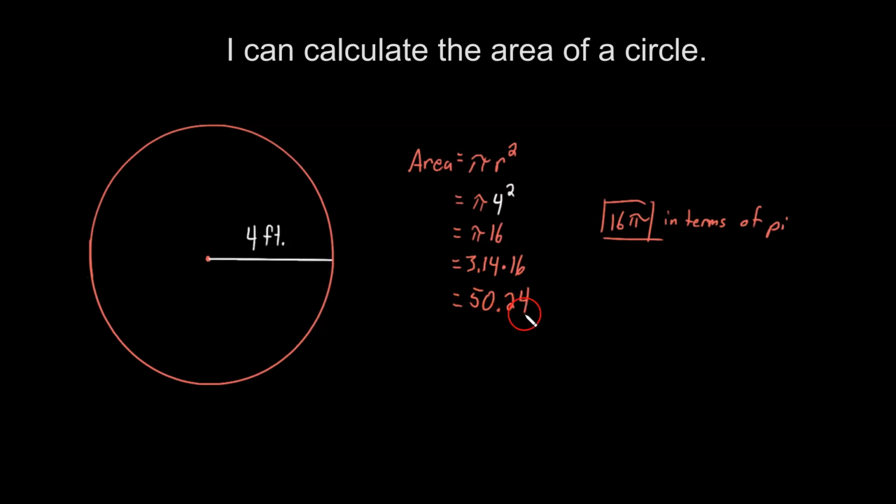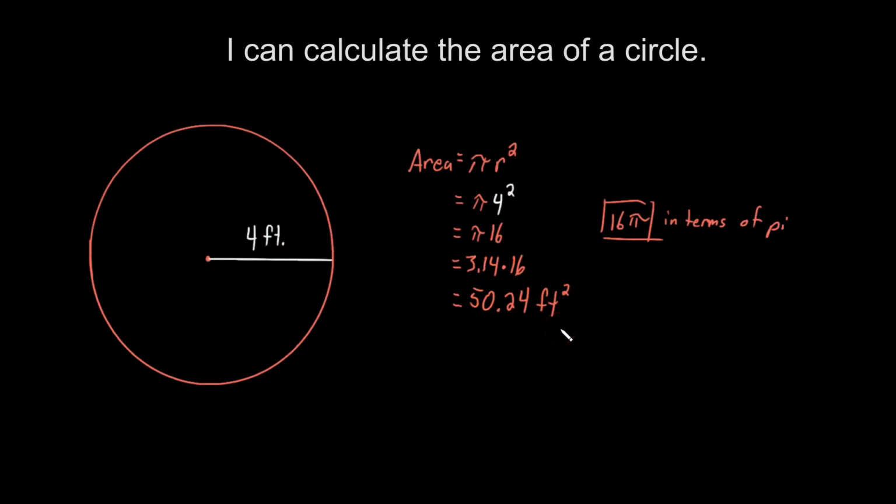50.24. And let's not forget our units. So we're talking feet. And because we squared the radius, it would be 50.24 feet squared as our final answer. And we square the units because we squared both the 4 and the feet, so it's 50.24 feet squared.